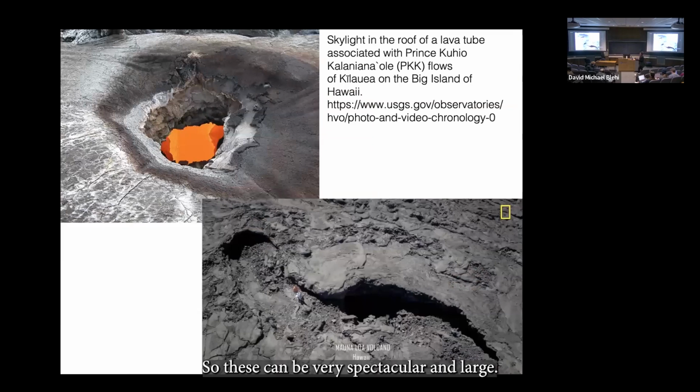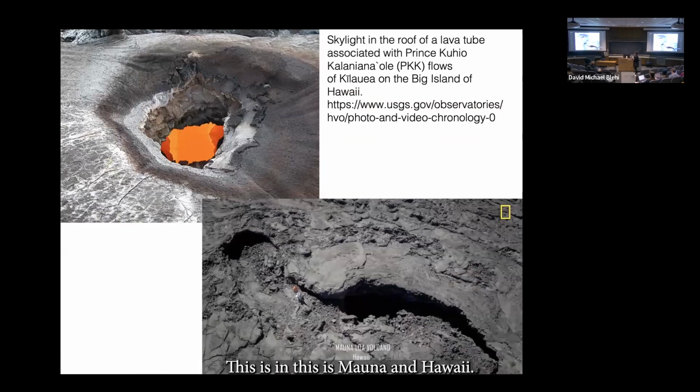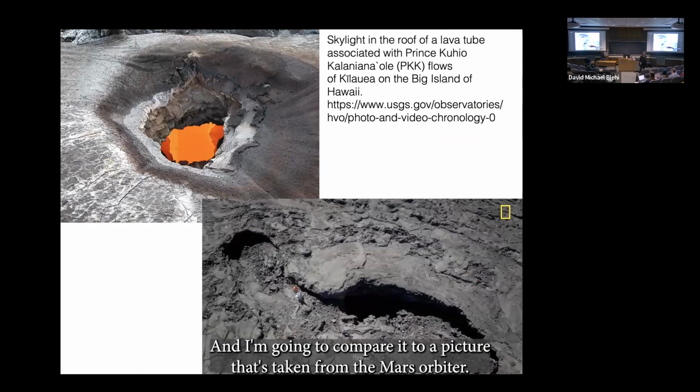So these can be very spectacular and large. Here are two people for scale. And this, you can see the ceiling of this lava tube has collapsed. This is Mauna Loa in Hawaii. And I want you to look at the shape of this. And I'm going to compare it to a picture that's taken from the Mars orbiter.